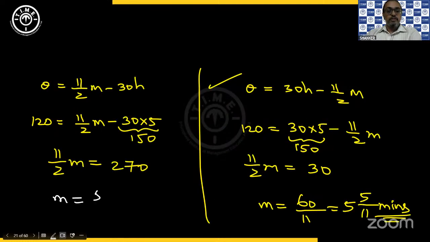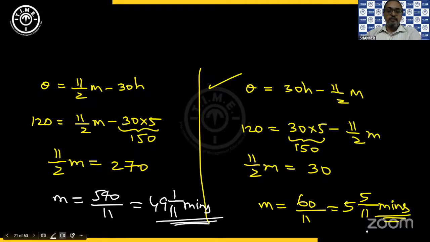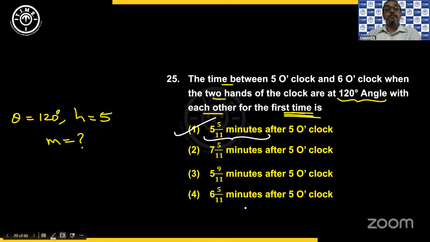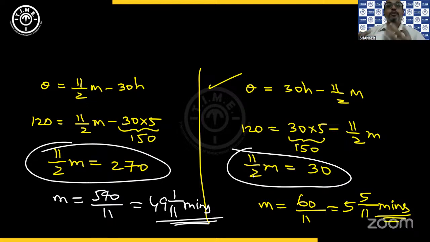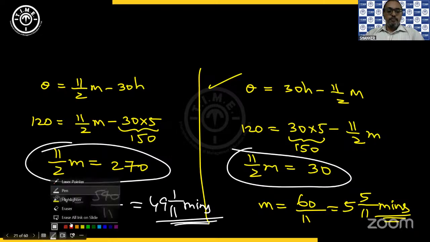Here M is equal to 540 by 11. So the other occurrence will be: 11 goes 4 times 44, 11 goes 9 times 99, 1 by 11 minutes. This is the other occurrence, 49 1 by 11 minutes. That is not given. Do you understand? So read the question, understand. You don't have to do both. Once you come to a certain point, you will know which will be the first time. 11 by 2 M equals whichever is the smaller value, that is the first time. Are you understanding this? Okay. Right. Good.